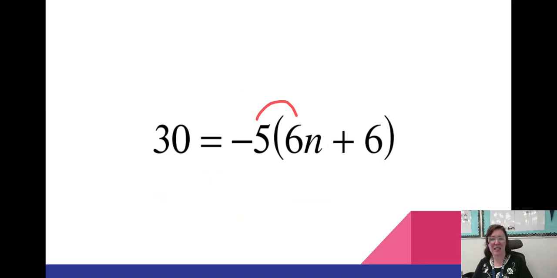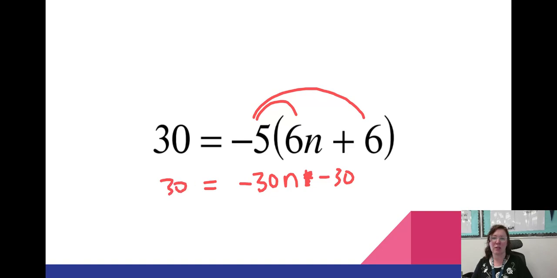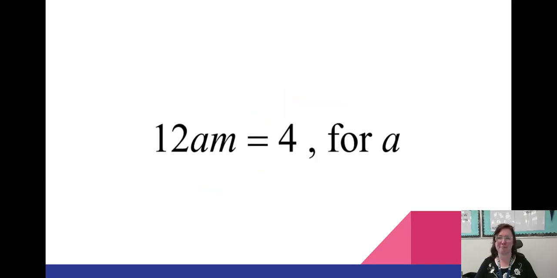Okay, multiply negative 5 times 6n is negative 30n. So I should have said times 6n. And then negative 5 times a positive 6 is a negative 30 equals 30. Add 30 to both sides of the equal sign gives us 60 equals negative 30n. Divide both sides by negative 30 and your answer is negative 2.